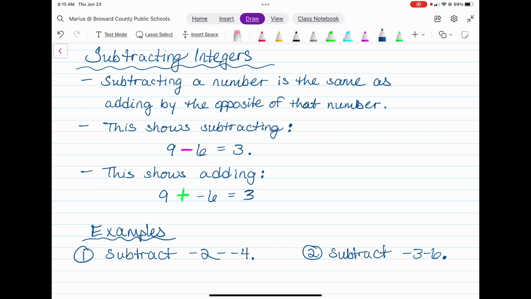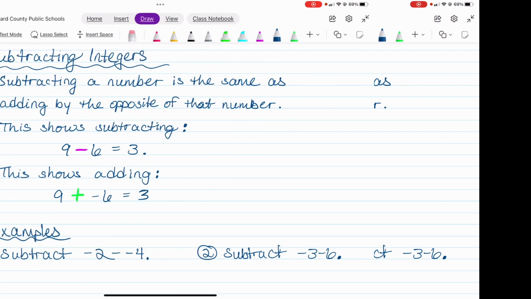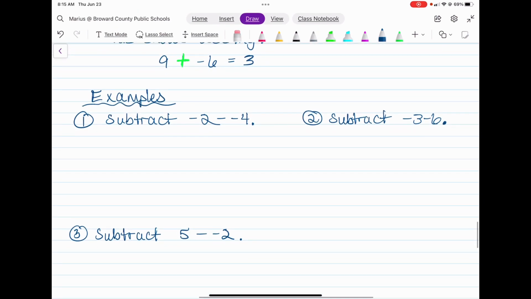So what we're going to be doing today is changing from subtraction to addition and then following the rules for adding integers. Same signs you add, different signs subtract, and keep the sign of the larger number. So let's take a look at these examples here.